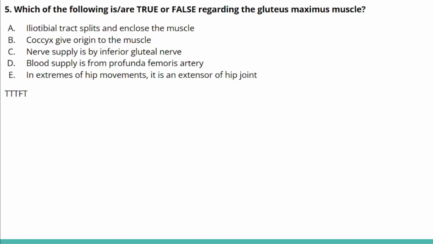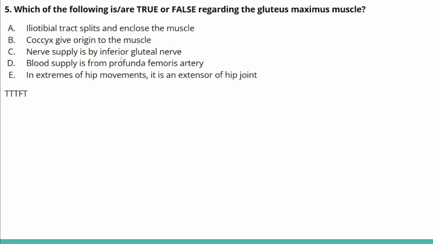Question number 5. Which of the following is true or false regarding the gluteus maximus muscle? Answer A. Iliotibial tract splits and encloses the muscle. So the answer is true. From the anterior border of the muscle and beneath the muscle is where this fascia is thicker, and in the other area the fascia is thin. Coccyx gives origin to the muscle. Yes, the coccyx also gives origin to the gluteus maximus muscle.